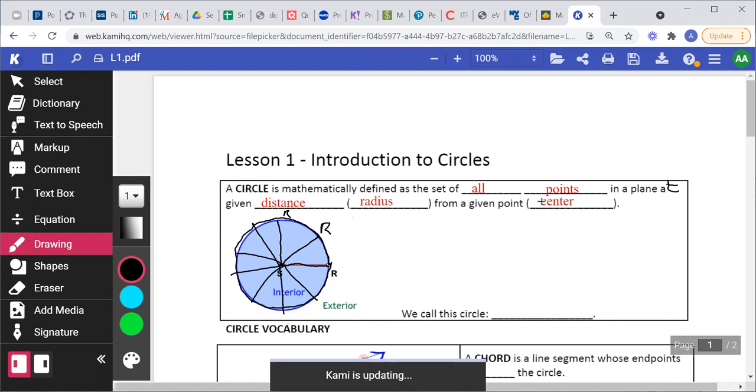And another thing is that circles are also named. Most of the time, a circle is named by the center. So this circle here is going to be called circle S. If I have a circle here and the center is P, this is going to be called circle P, because the circle is always named by the center.